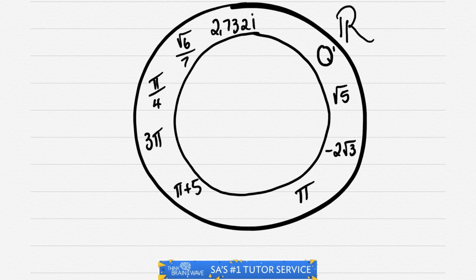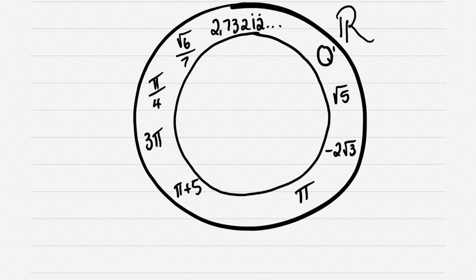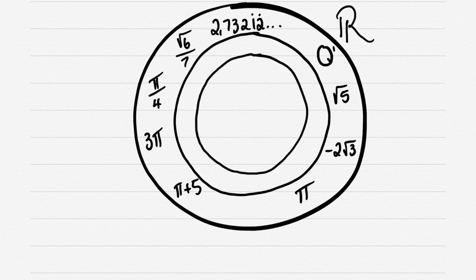So for instance, like 2.7321 with a dot on top means that the 1 will keep on going forever, and like I've got here, I've got 1, 2, both of which have dots on top, and the 3 dots represents the fact that it will keep on going and never terminate.